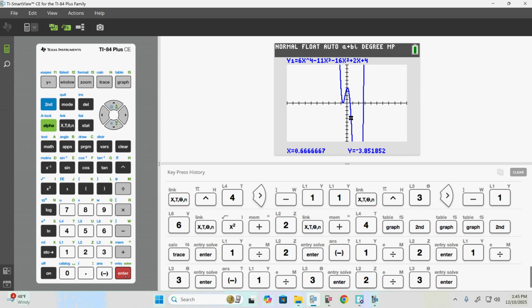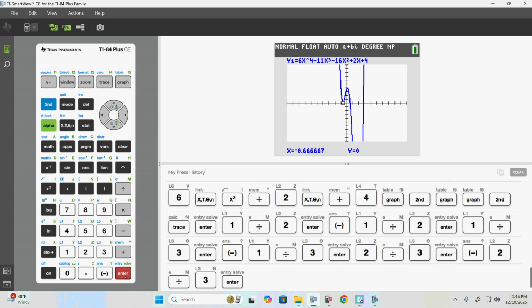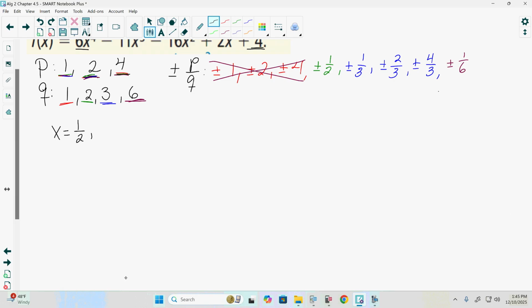Positive 2/3 does not give us a y value of 0. Negative 2/3 does give us a y value of 0. So negative 2/3 is our next solution.